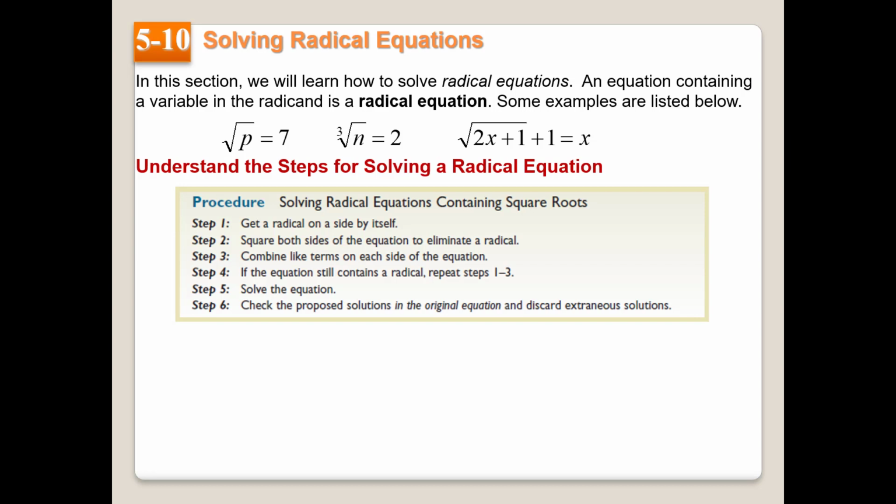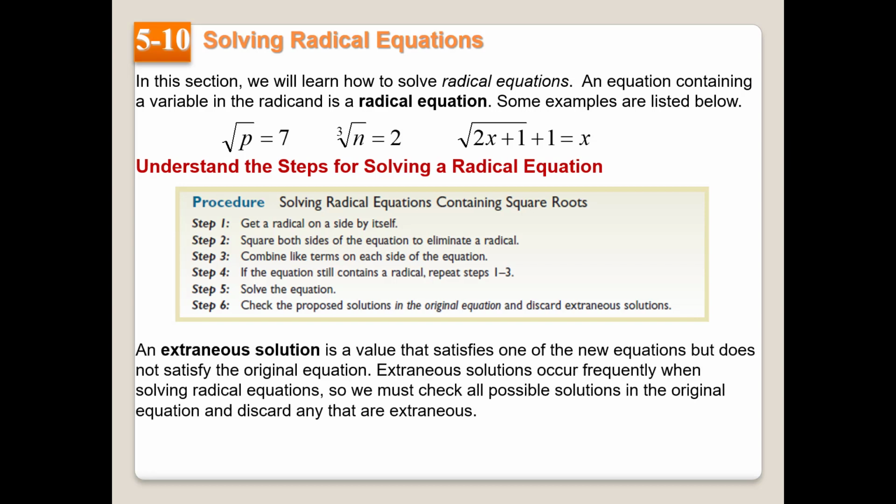First, we get a radical on a side by itself. Then we square both sides of the equation to eliminate a radical. Combine like terms on each side of the equation. If the equation still contains a radical, repeat steps 1 through 3. Solve the equation and check the proposed solutions in the original equation, and discard extraneous solutions.